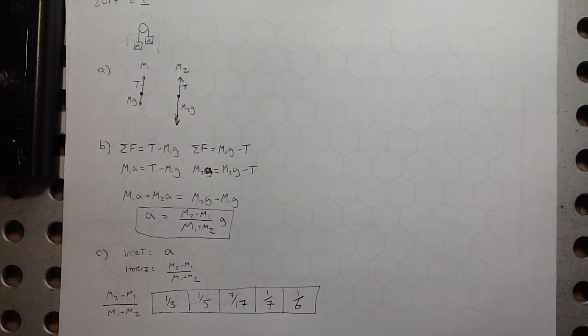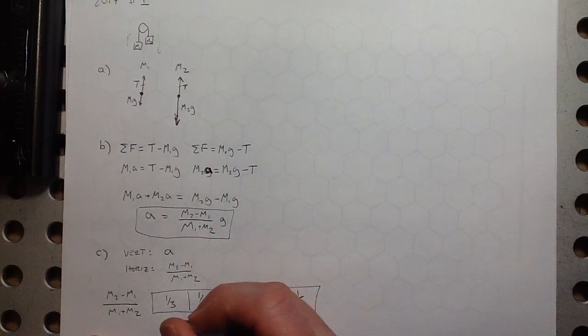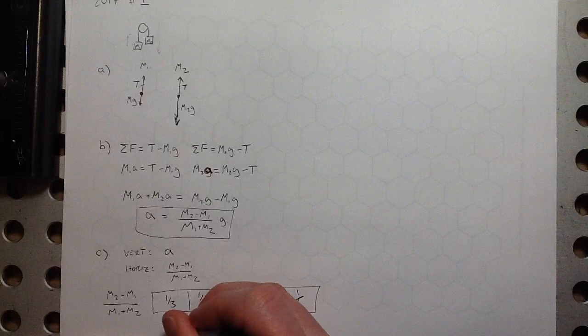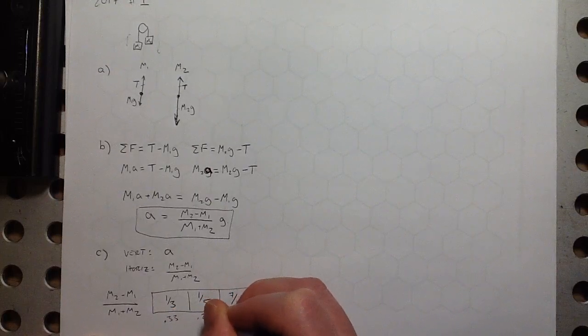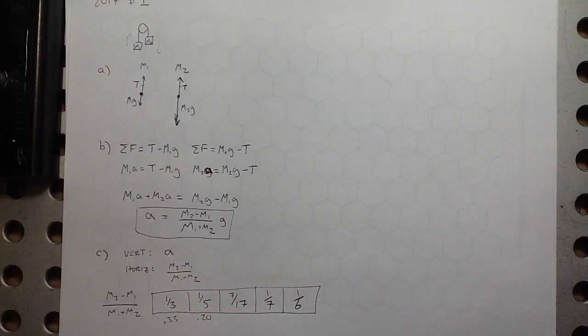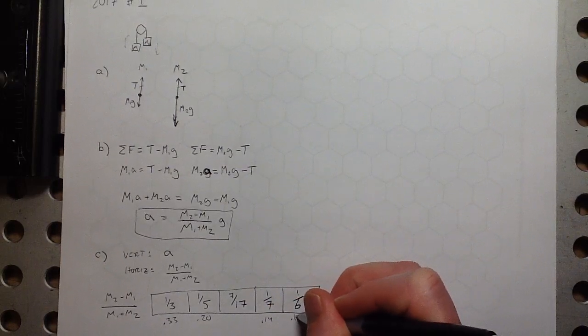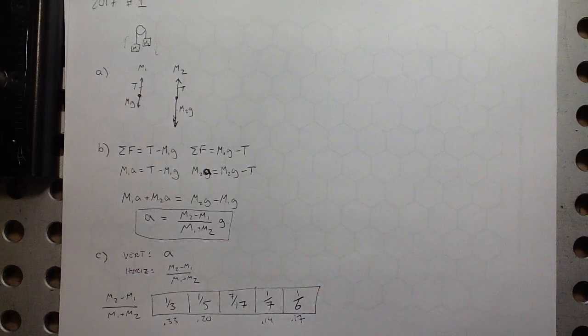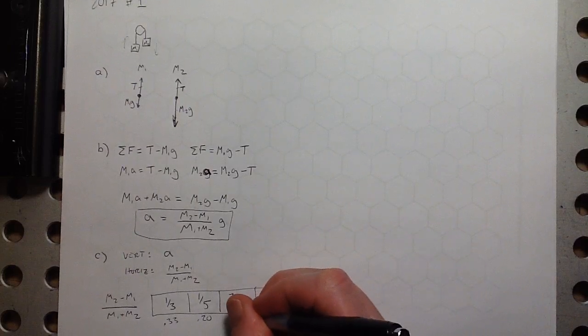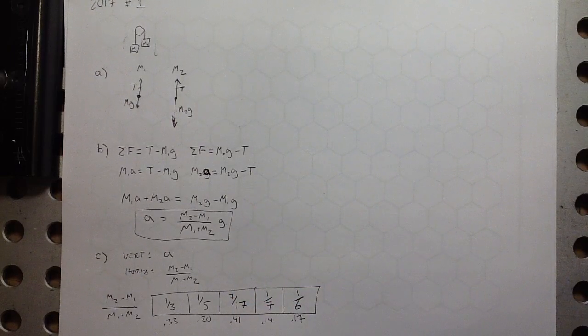And you can graph those all. Probably to graph them, you would want to have them in decimal form. So 0.33, 0.20, whatever 7/17 is, and 0.14 and 0.17, and 7/17 is 0.41.